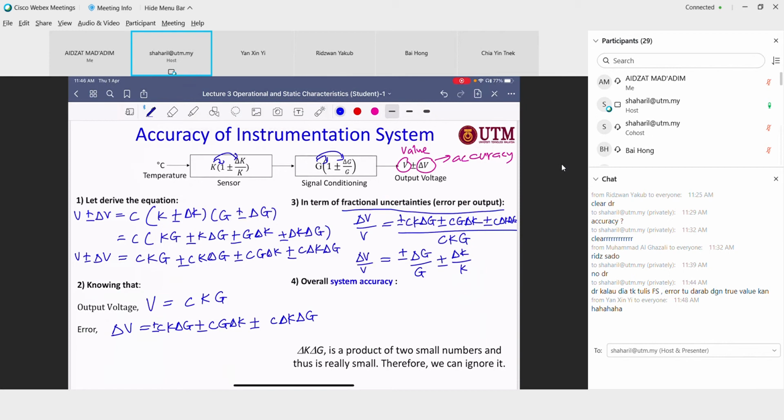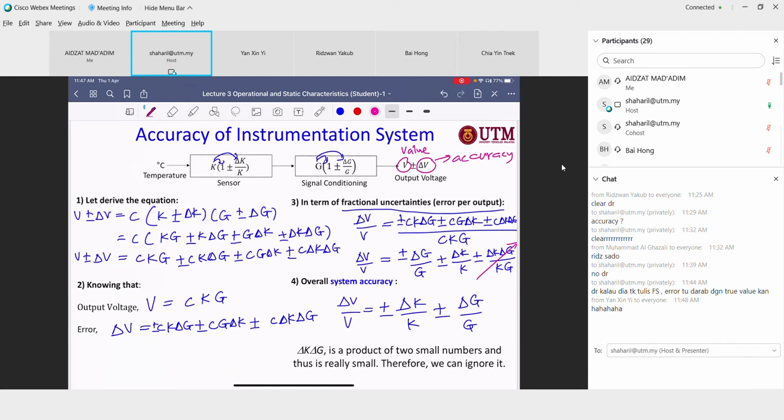Then you get plus minus delta K delta G over V K G. And then the overall accuracy is only delta K over K plus minus delta G over G, and then we can ignore this one, right? We can ignore. Okay, why? Because delta K and delta G will give you a very small value.